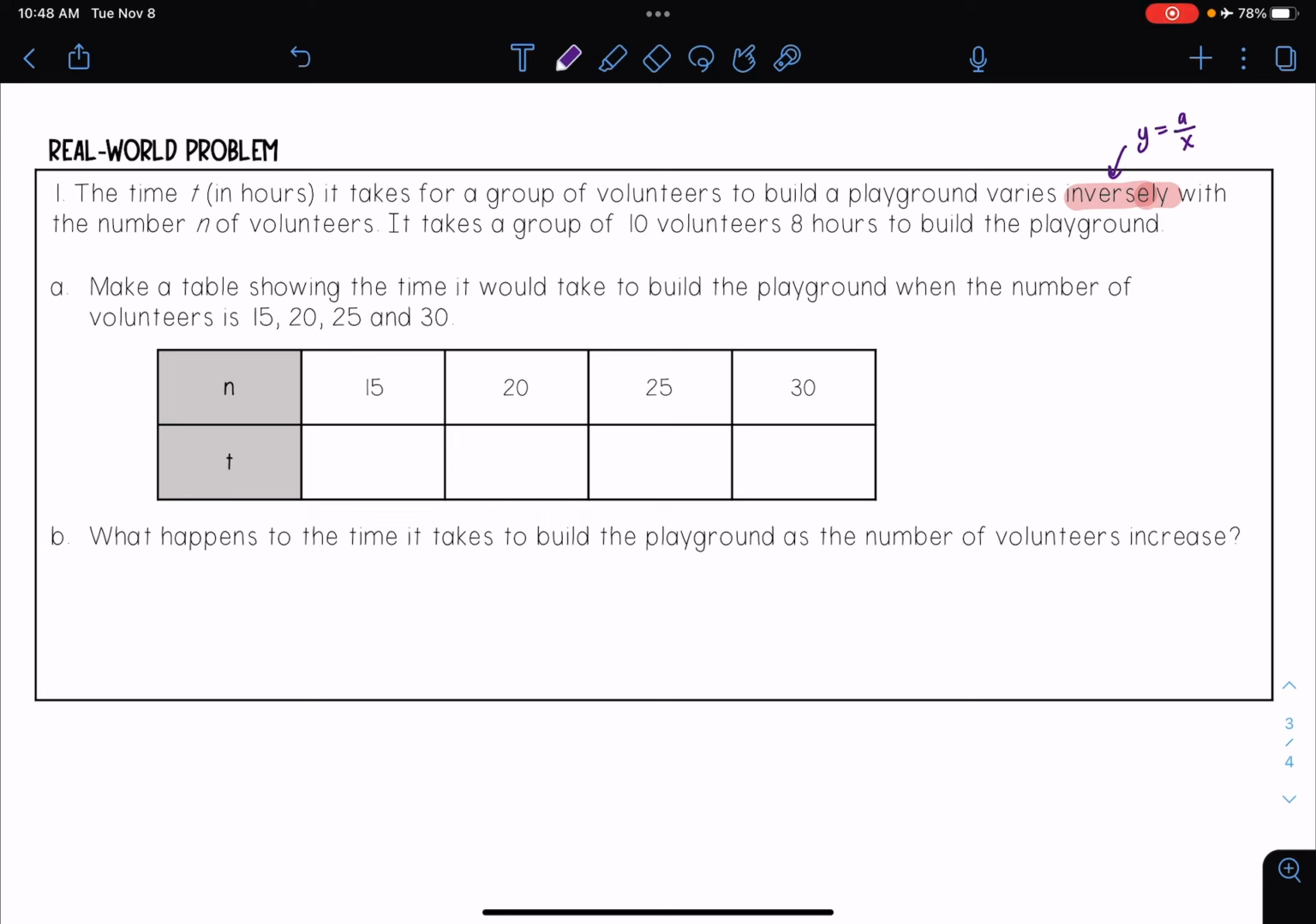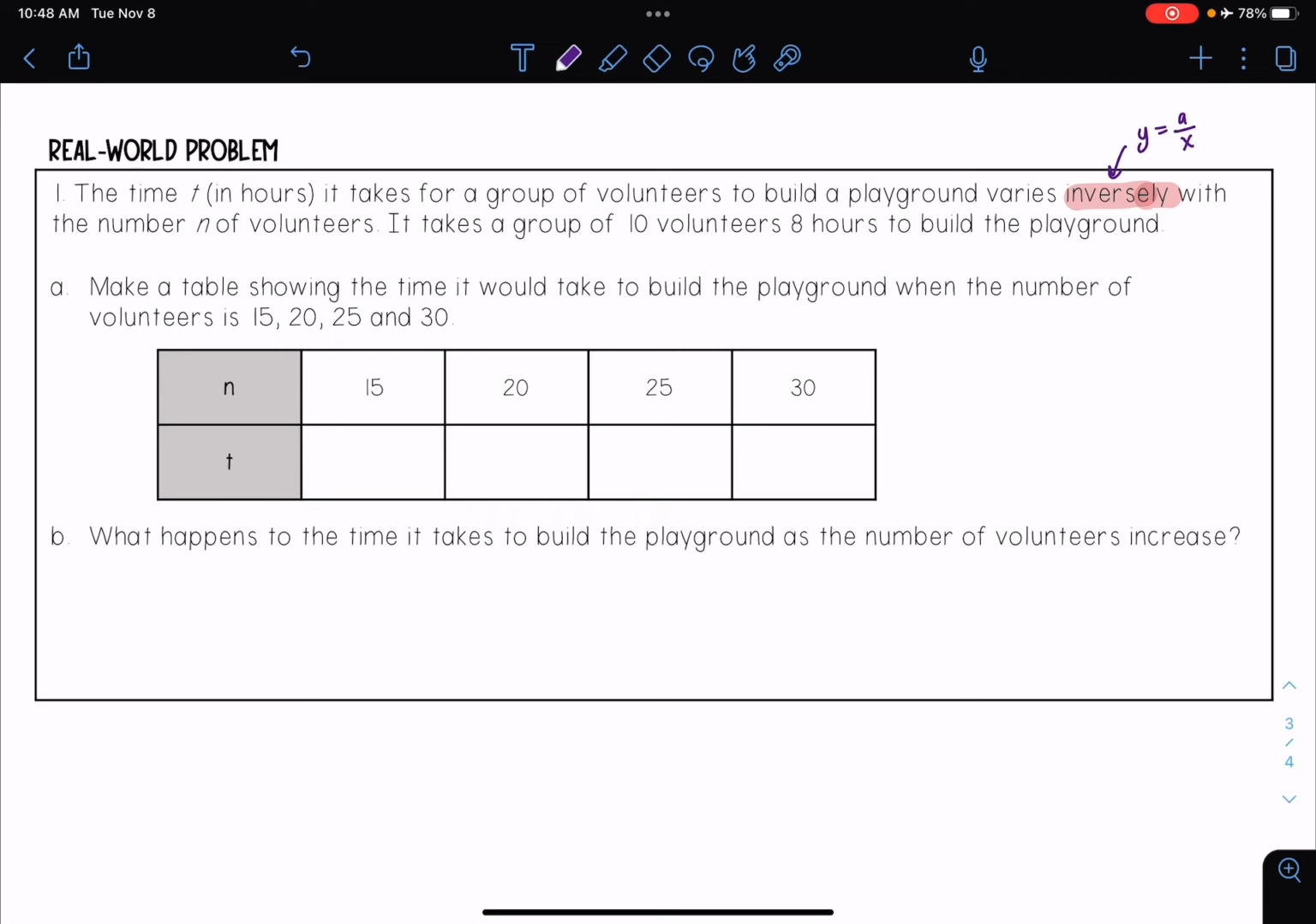And then it says it takes a group of 10 volunteers 8 hours to build the playground. So I want to make a table showing the time it would take to build a playground when the number of volunteers is 15, 20, 25, and 30. Well, in order to fill out this table, I need to know my equation for this. So I need to figure out what my a value is.